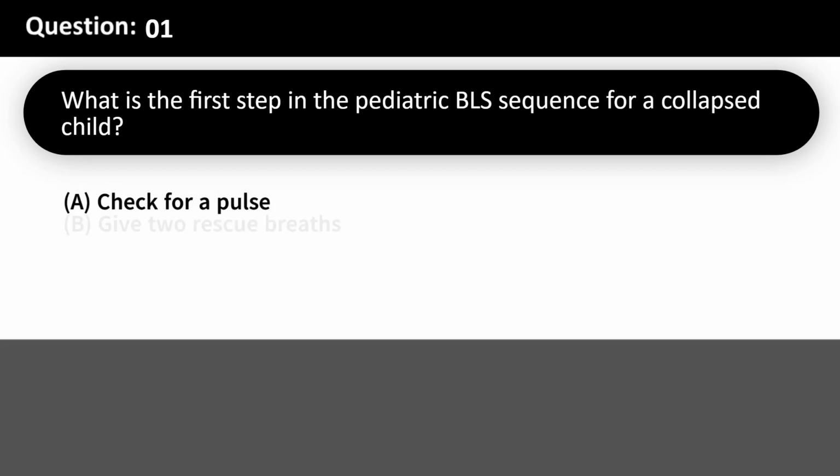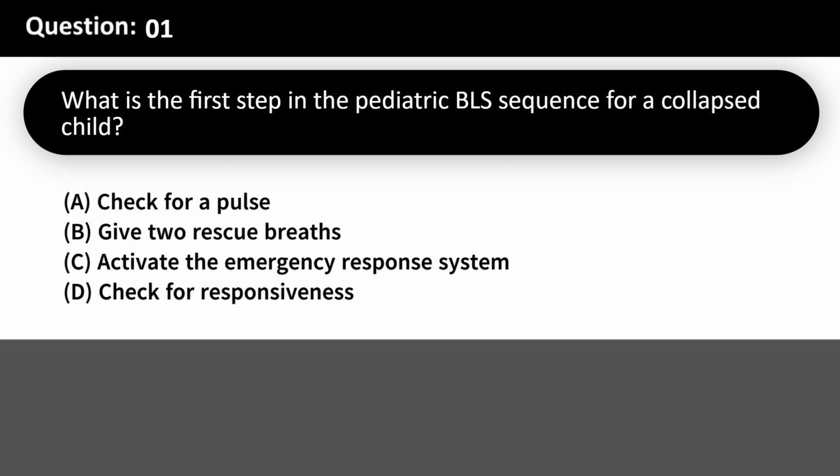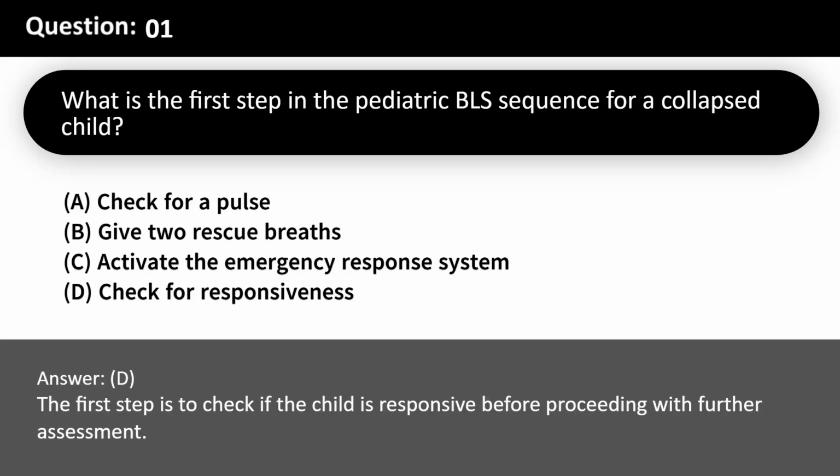What is the first step in the pediatric BLS sequence for a collapsed child? A. Check for a pulse. B. Give 2 rescue breaths. C. Activate the emergency response system. D. Check for responsiveness. Answer: D. The first step is to check if the child is responsive before proceeding with further assessment.